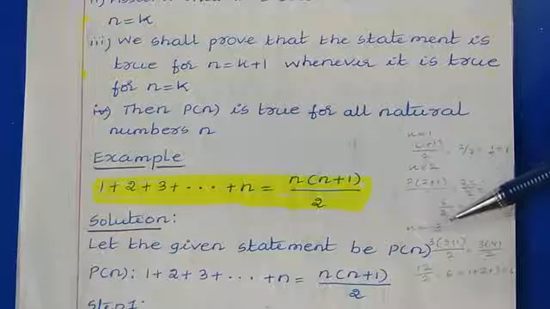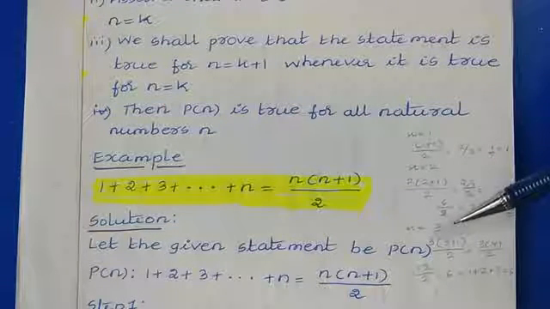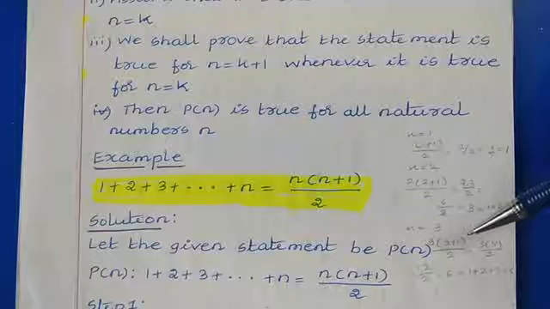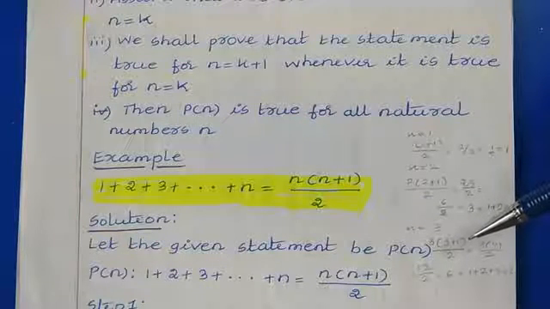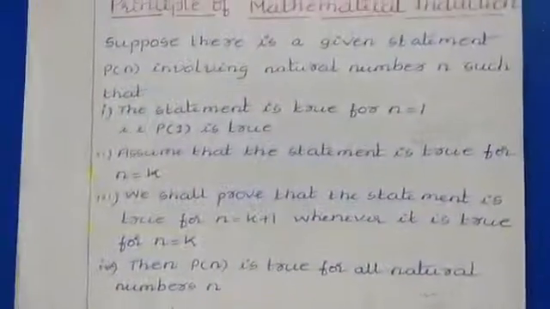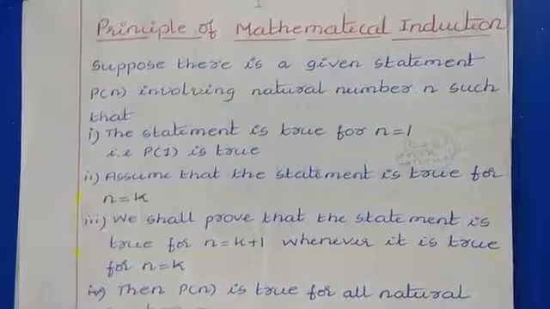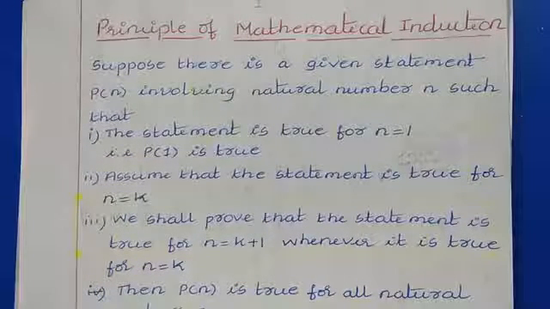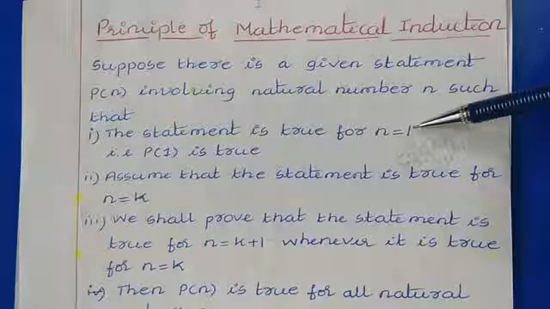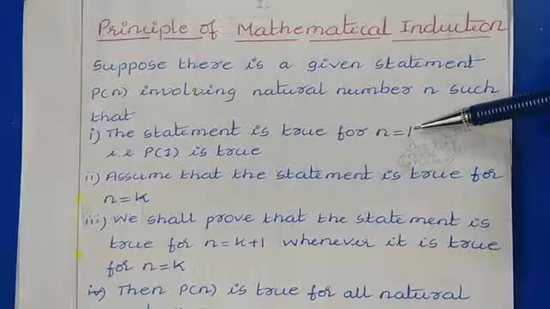That's why we use a shorter method to check whether the statement is true or false, and that method is known as the principle of mathematical induction. In the principle of mathematical induction, instead of checking the statement for many values, we check the statement for some specific values. In the first step, we check the statement for n is equal to 1. And if it is true for n is equal to 1, then only we proceed to the second step.